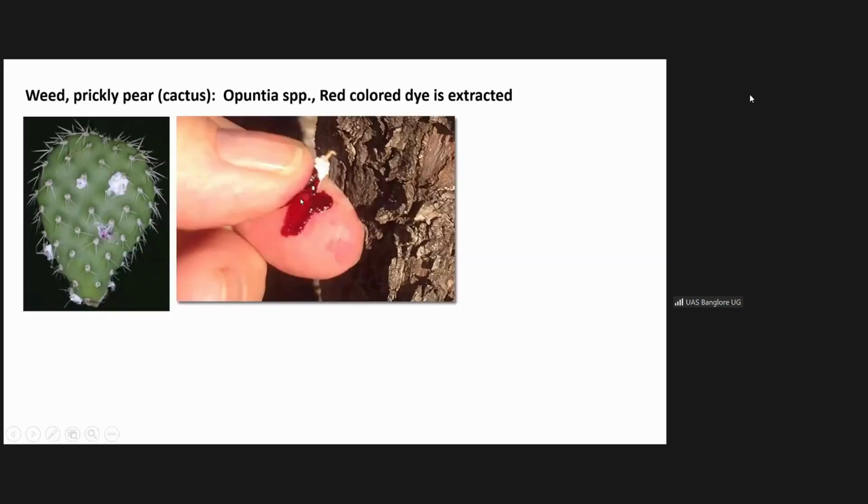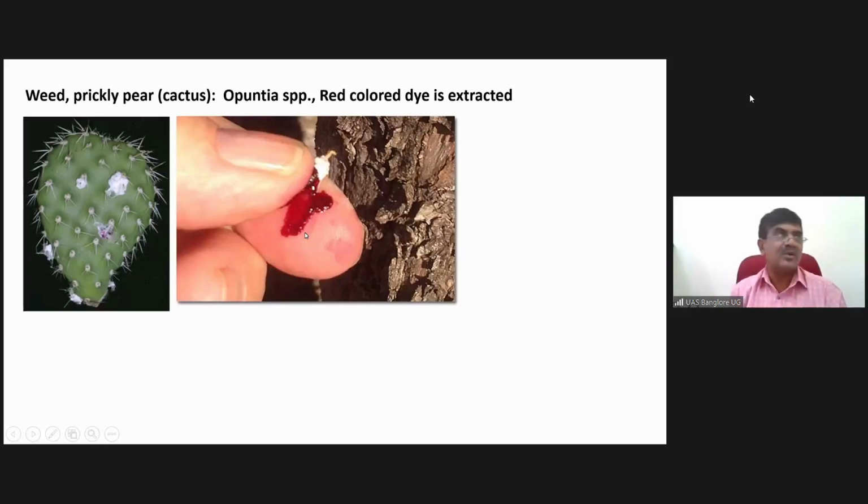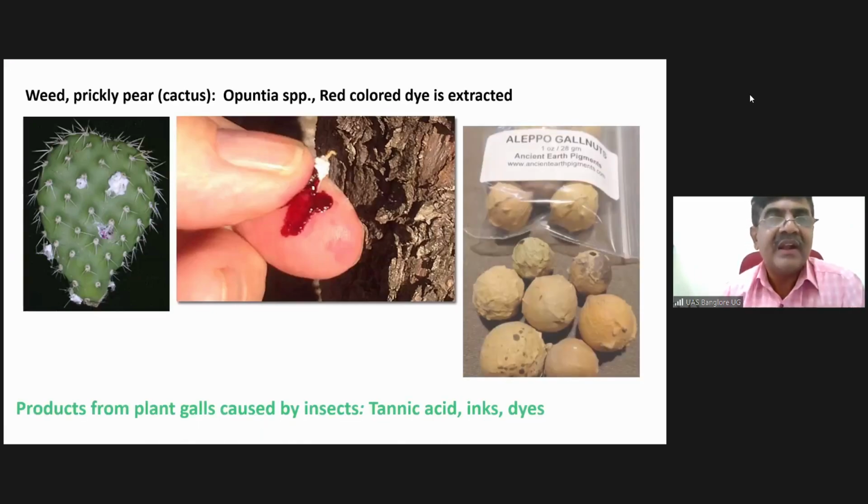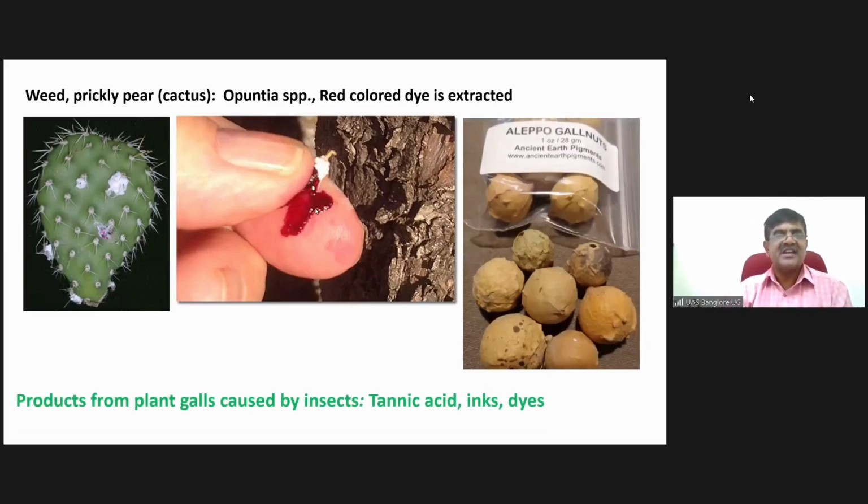Whenever you press these Opuntia species, a red liquid oozes out. This red liquid is used as a dye. That is, from insects we can extract dye which is used for various purposes.